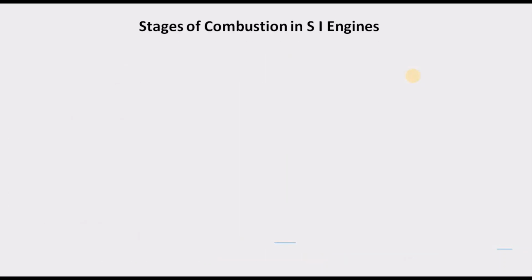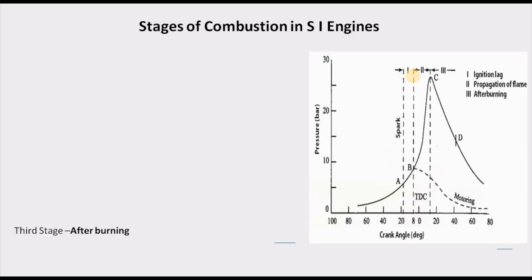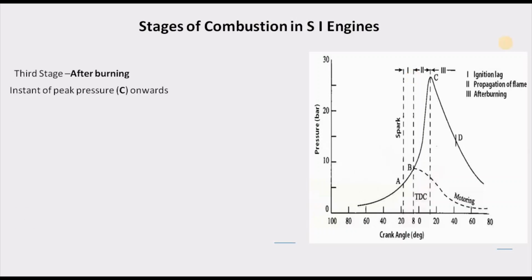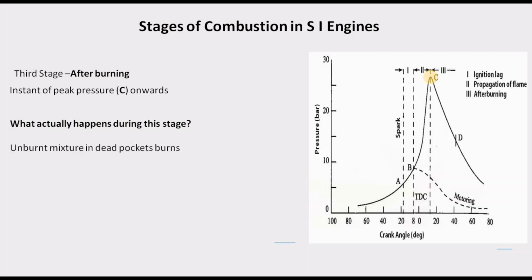Now let us see what happens in the third stage of combustion, which we call afterburning. The afterburning starts at point C. So what is the point C? It is the point where we are able to achieve the maximum pressure. Maximum pressure has been reached, and thereafter whatever happens is in the third stage of combustion. And what is happening during this stage? The unburned mixture in the dead pockets is going to burn.